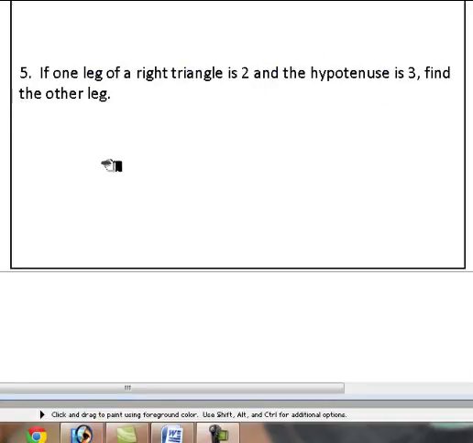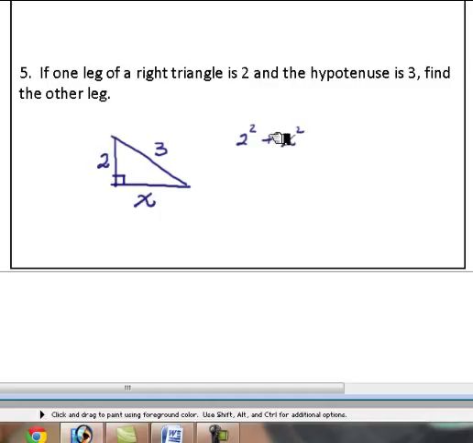In number 5, we have a right triangle, so let's draw a picture. All right, a right triangle. One leg is 2. The hypotenuse is 3. And we have to find the other leg. So let's use the Pythagorean theorem that says that a squared plus b squared is equal to c squared, where c is the longest side, the hypotenuse. So in this case, that would be 2 squared plus x squared is equal to 3 squared.